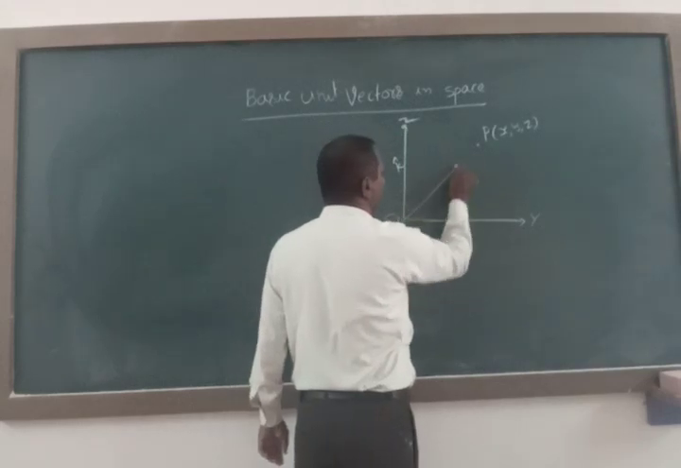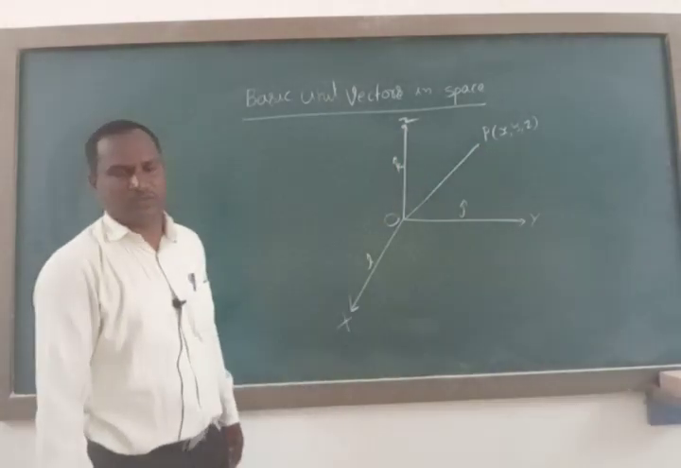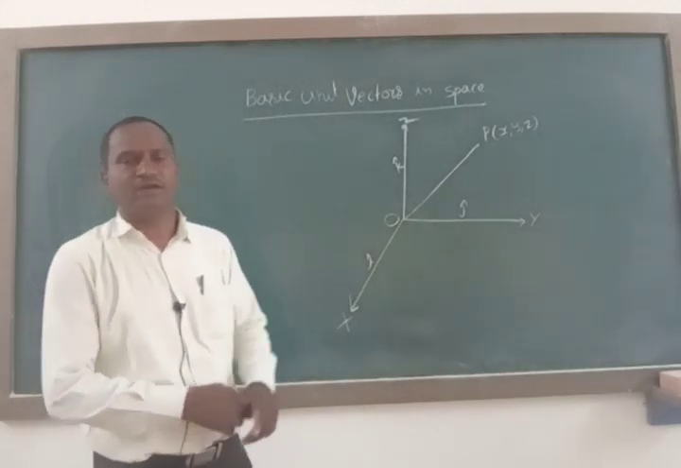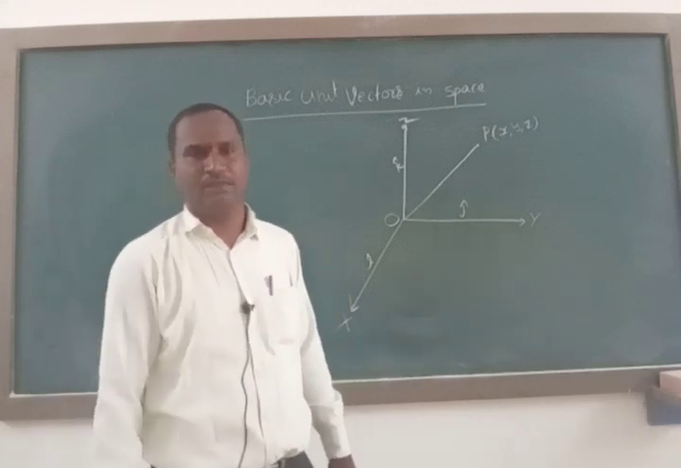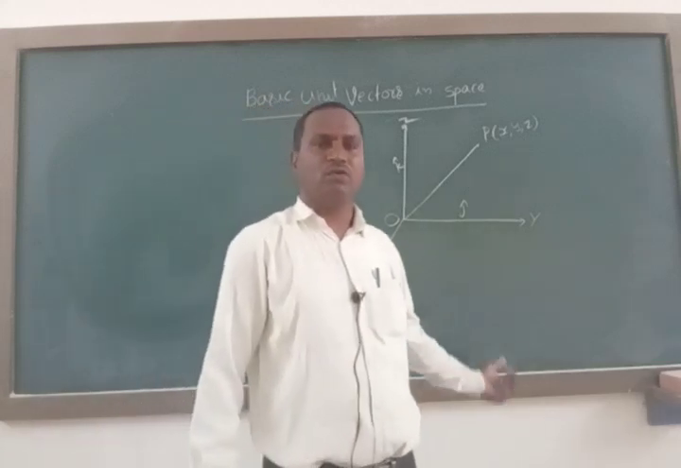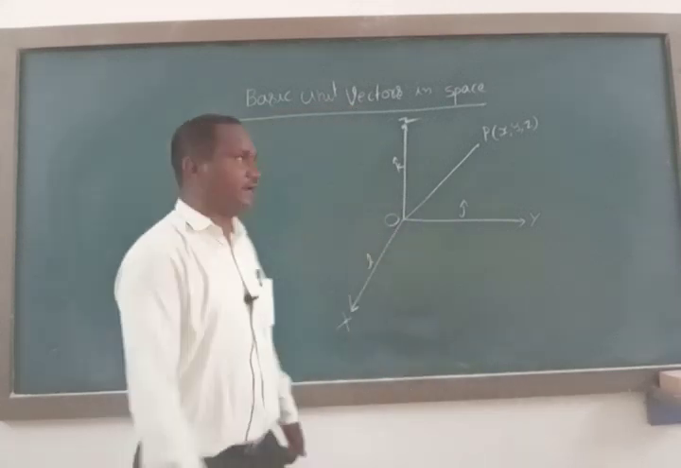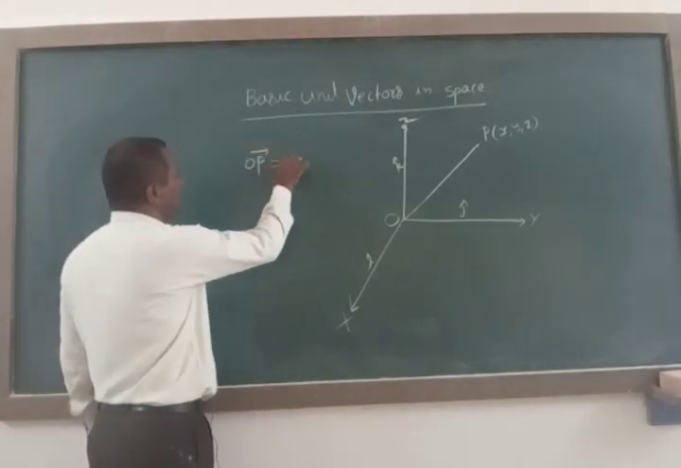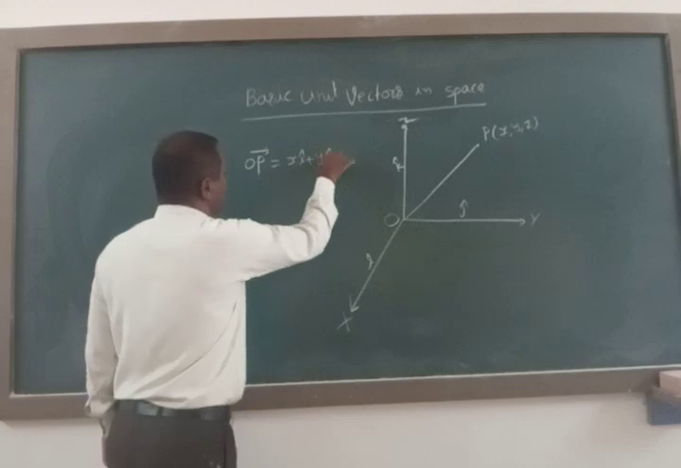Join that P here. This is the OP vector. Here we are going to apply the rules of the plane. According to plane vectors, we can write OP bar is equal to xi cap plus yj cap. But here we have one more coordinate z now. That's why, according to those rules, we can write the vector OP bar is equal to xi cap plus yj cap plus zk cap.